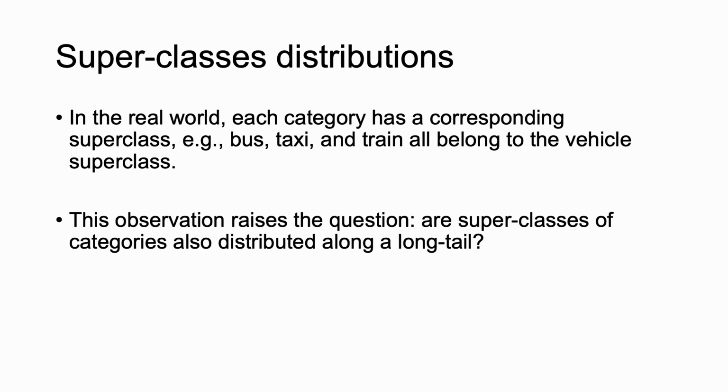But in the real world, each category has a corresponding superclass. For example, bus, taxi, and train all belong to the vehicle superclass, right? So this observation raises the question: are superclasses of categories also distributed along a long tail?